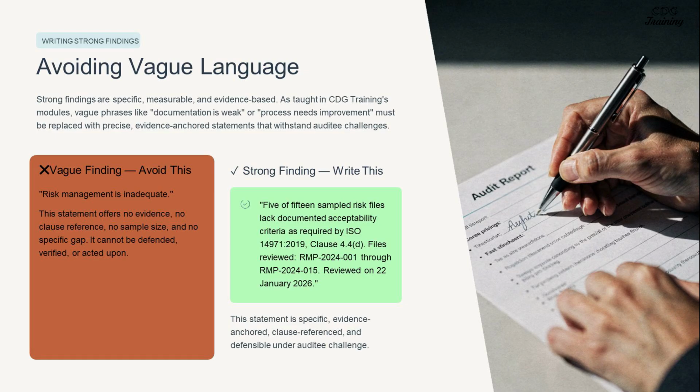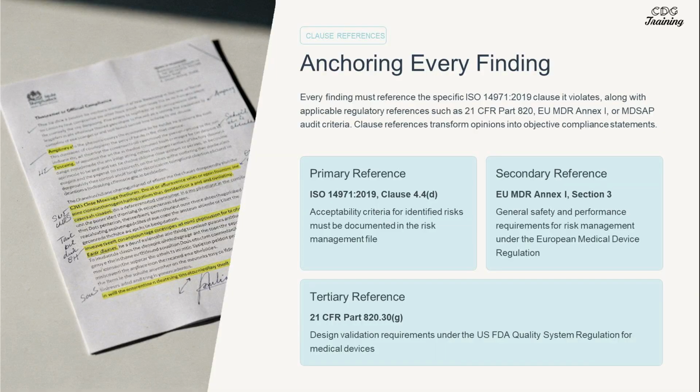Strong findings are specific, measurable, and evidence-based. Avoid vague language that lacks evidence or clarity. Instead, use precise, defensible statements that withstand audit challenges. Every finding must reference specific clauses and regulatory criteria it violates. Clause references transform opinions into objective compliance statements, anchoring findings in solid evidence.